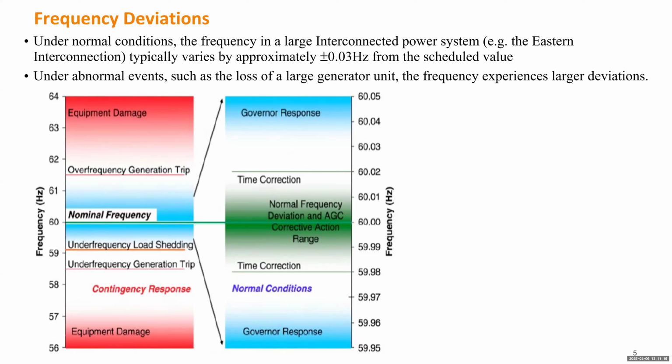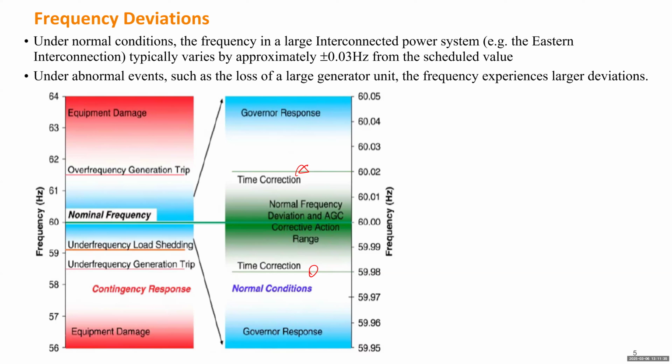So there are two green lines here. If the frequency goes outside of those two limits, then the governor needs to take some action to respond to that. Within those two limits, the governor doesn't need to respond, even if you have frequency deviation.